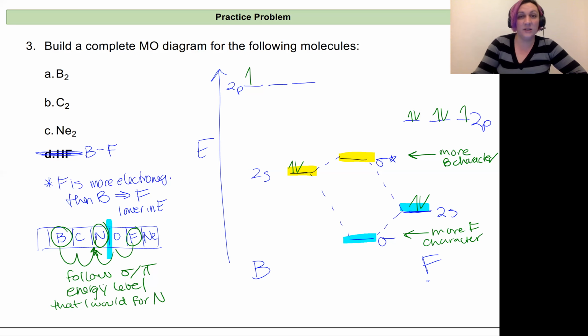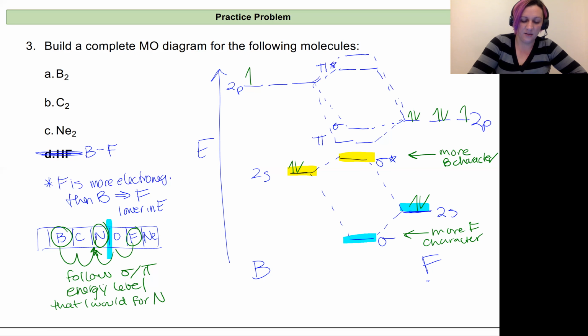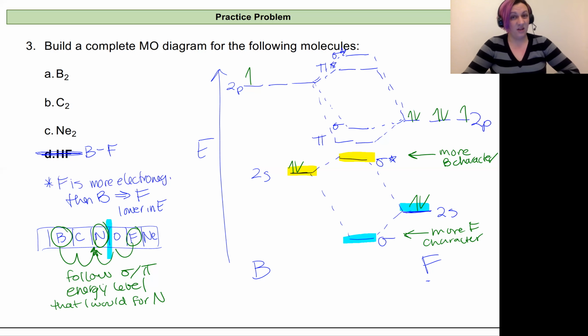All right, so continuing to build this, remember I'm going to follow my nitrogen rule. So I'm going to actually have my pi MOs lower in energy than my sigma. I'm going to put them in here. So there's my pi. And then I'm going to put in my sigma. And now I'm going to flip it. So now I need to have my pi antibonding orbitals, followed by my sigma antibonding orbitals. Okay, so now I have an MO diagram.